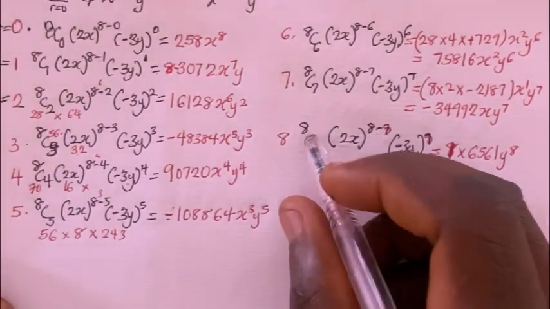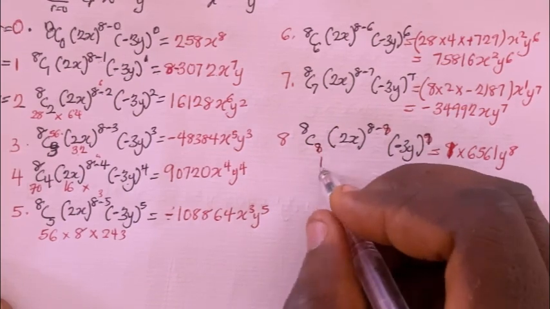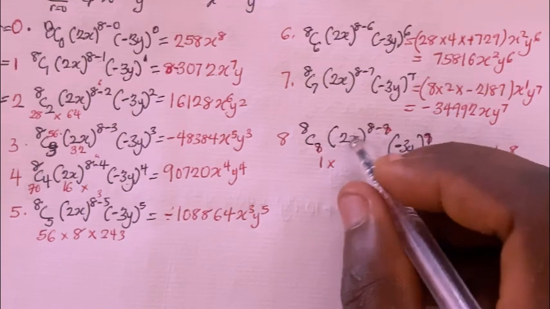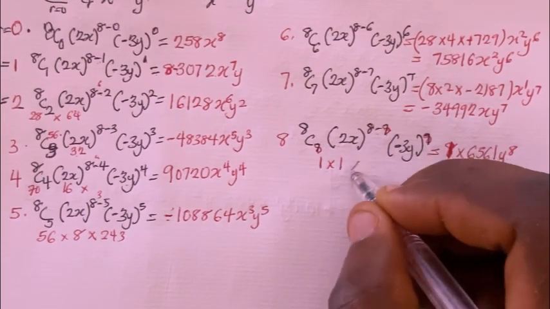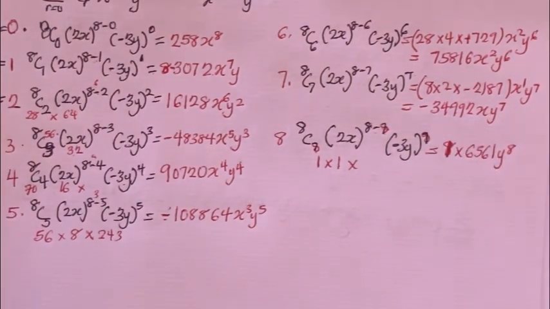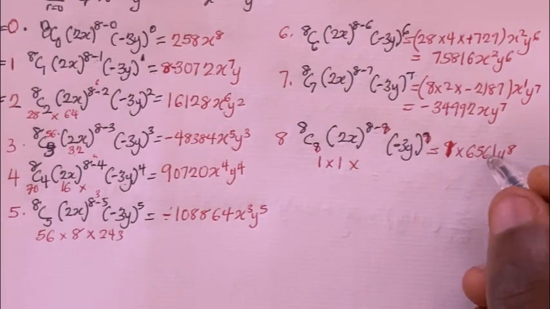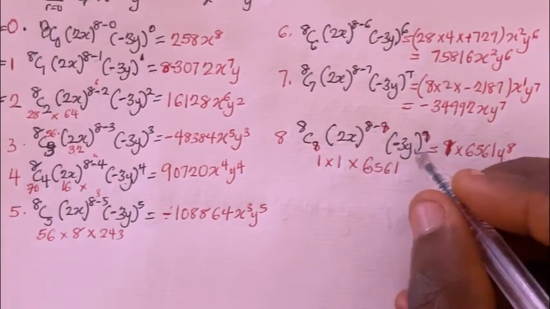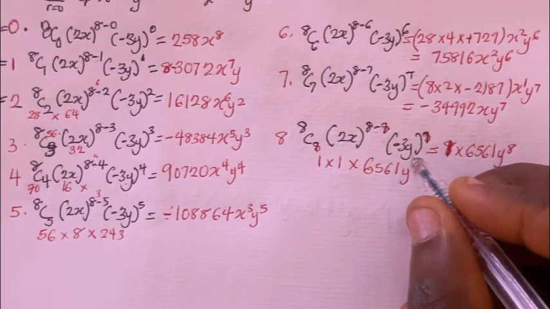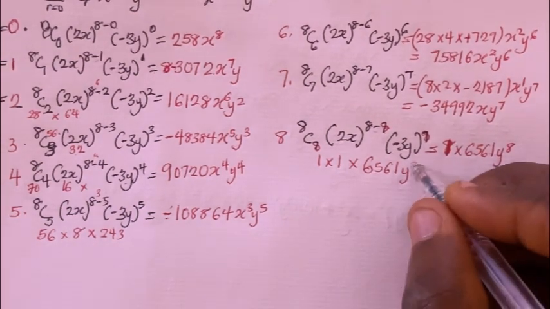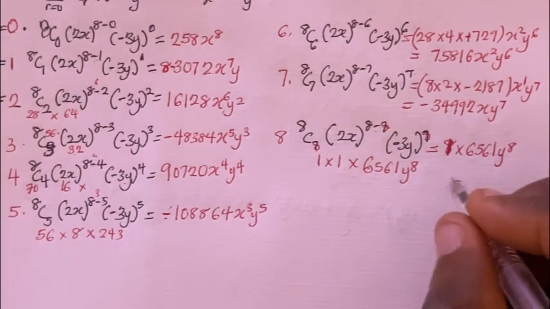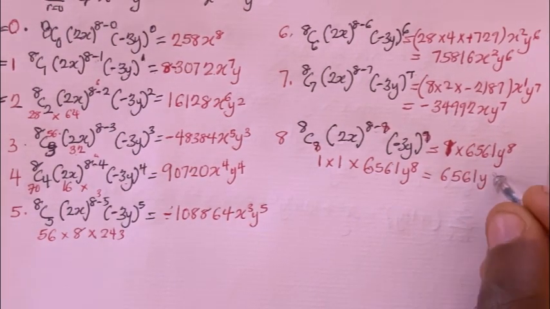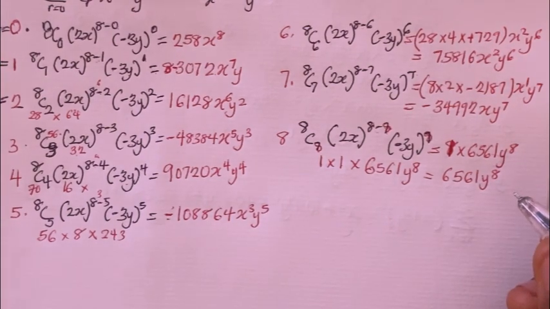So we are going to have 8 combination 8, which is actually 1. Then multiply by, this is 8 minus 8, which is actually 0. X to the power 0. Everything here is actually 1. Then multiply by minus 3 raised to the power of 8. That's going to be 6561. So here we're going to have what? 6561. Exactly. So here, this should be y raised to the power of what? Of 8. Exactly. So now if you simplify this further, we're going to have 6561 y raised to the power of what? Of 8. Exactly. So that's just it.